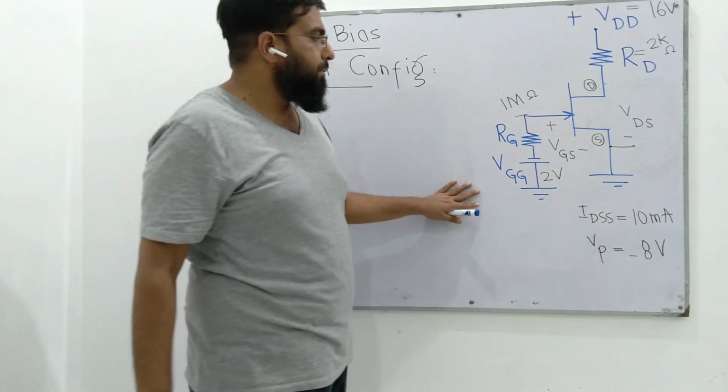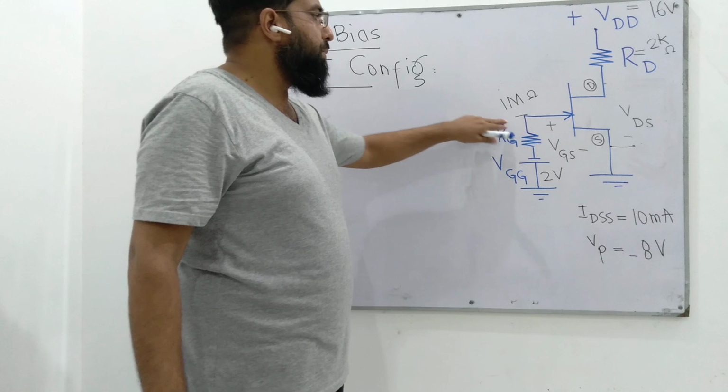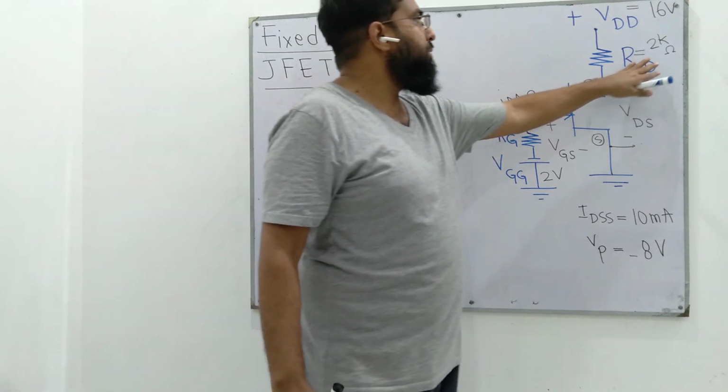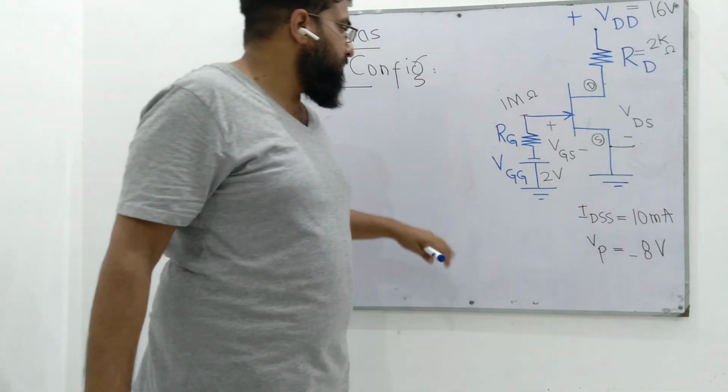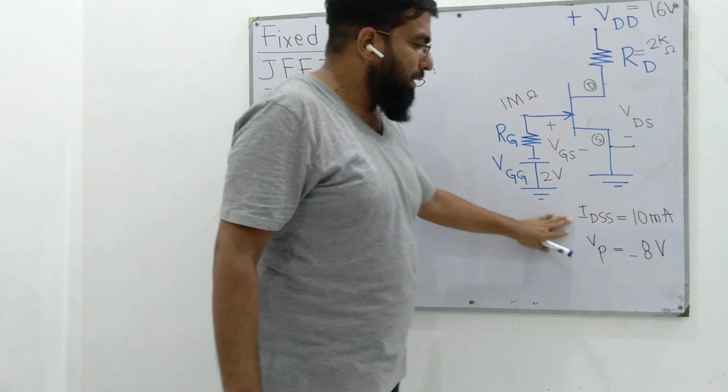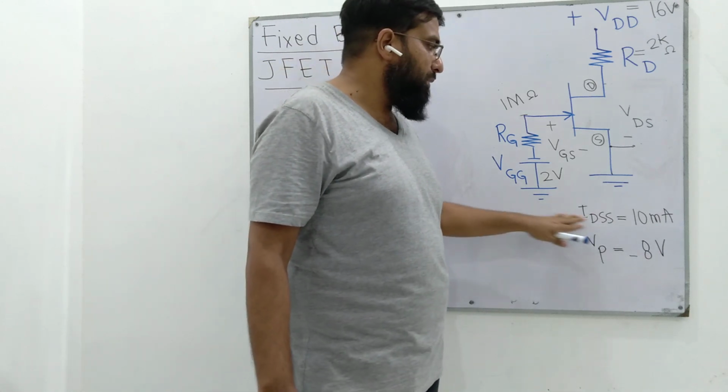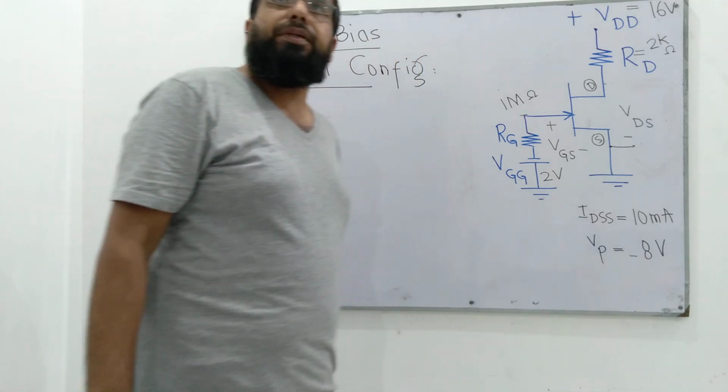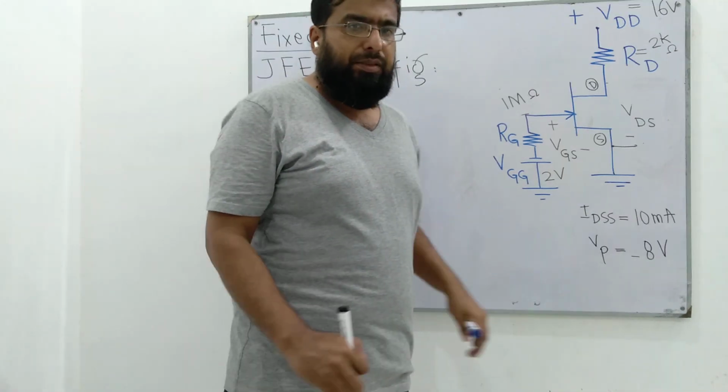This is the circuit where RG is given to be 1 mega ohm, RD is 2 kilo ohm, VDD is 16 volts, and VGG is 2 volts. And these are two datasheet parameters. IDSS is given to be 10 milliamperes, and VP is -8.